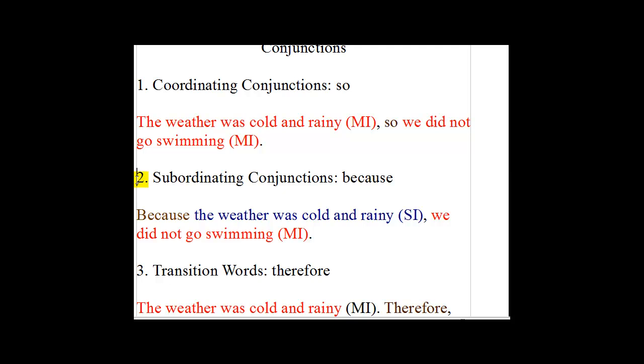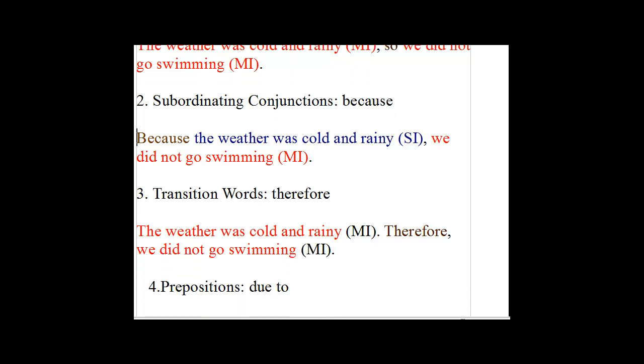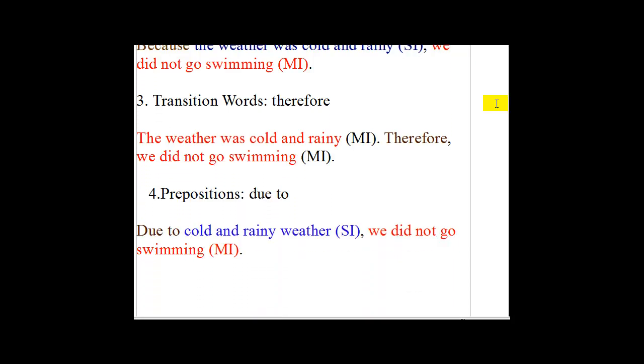Number 2, we have a subordinating conjunction, for example, because. We have here, because the weather was cold and rainy, that's a support idea. We did not go swimming. That is the main idea, so I think there's a difference between 1 and 2. In 1, you're emphasizing both points of your sentence. In example 2, you're emphasizing only we did not go swimming, and because the weather is cold and rainy becomes a support idea. Right? Number 3, transition words.